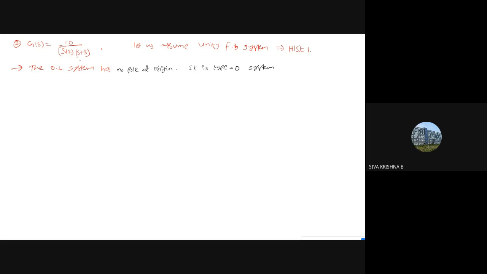Suppose S power 10 is there at the origin, what is the type of that one? Type 10. So here it is a type 0 system. So in systems with type 0, what type of input do you have to apply? Unit step input, and the step input will give a constant ESS.